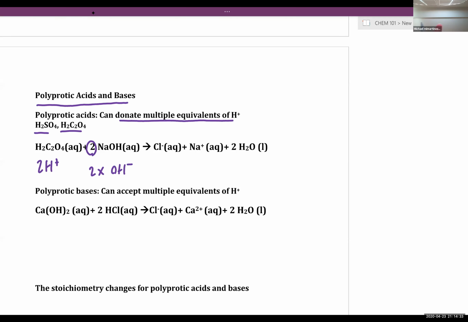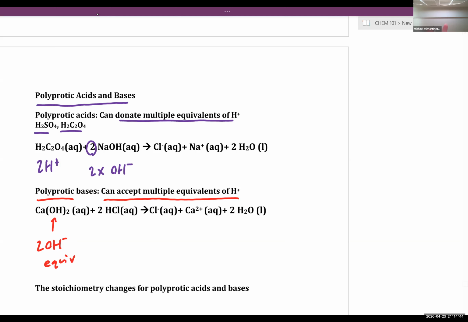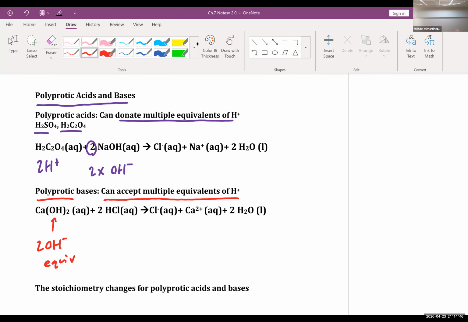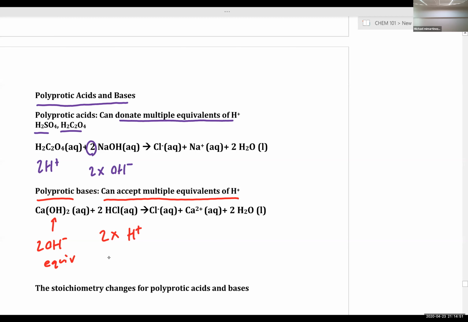Polyprotic bases, in contrast, can accept multiple equivalents of H+. So you notice how calcium hydroxide has 2 hydroxide equivalents. And as a result, we need 2 H+ equivalents.